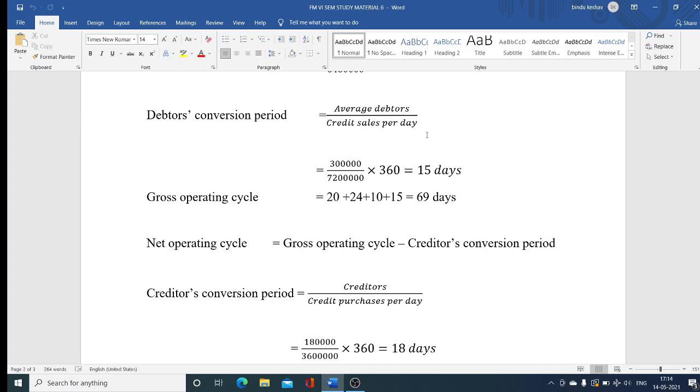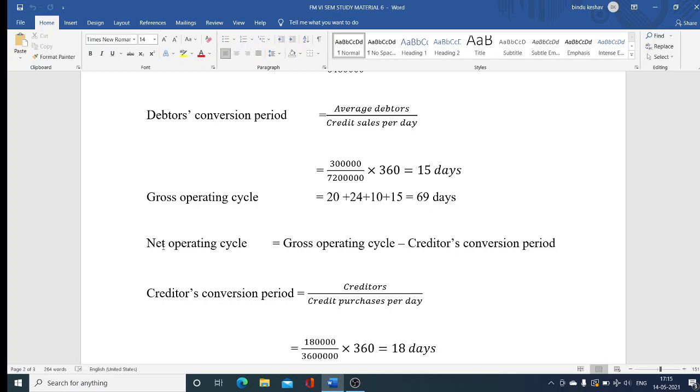What is given is credit sales for the entire year, per annum. Now we are converting it to credit sales per day. So 3 lakh divided by 72 lakhs divided by 360, which can be written as 3 lakh divided by 72 lakhs into 360. Or otherwise 72 lakhs divided by 360, we get the credit sales per day, which is equal to 20,000. So 3 lakh divided by 20,000 is equal to 15 days. So gross operating cycle is equal to raw material conversion period plus work in progress conversion period plus finished goods conversion period plus debtors conversion period: 20 days plus 24 days plus 10 days plus 15 days, which is equal to 69 days.